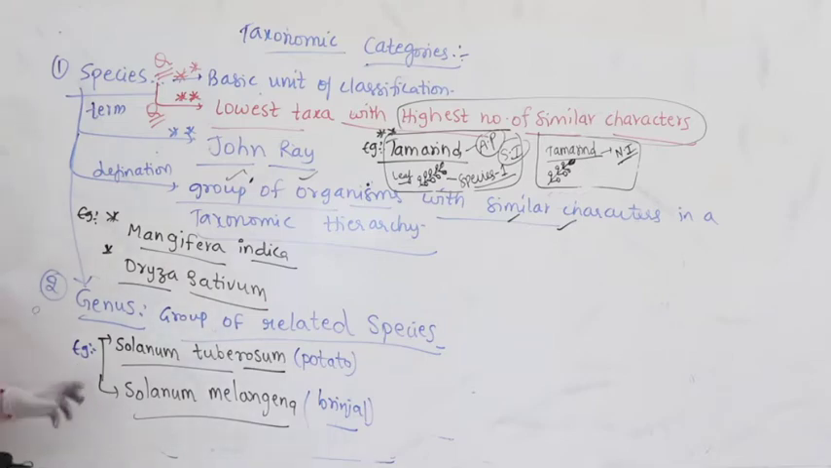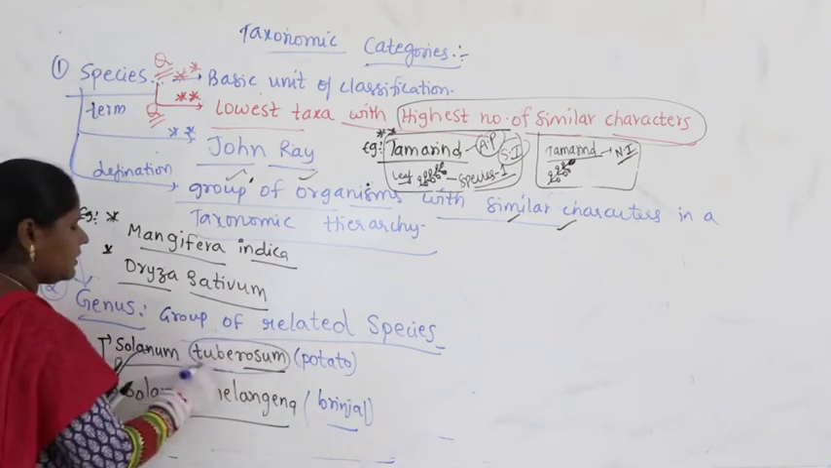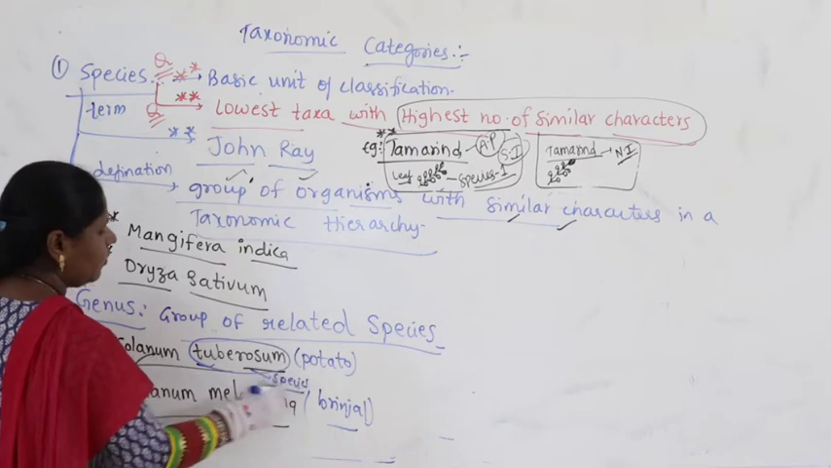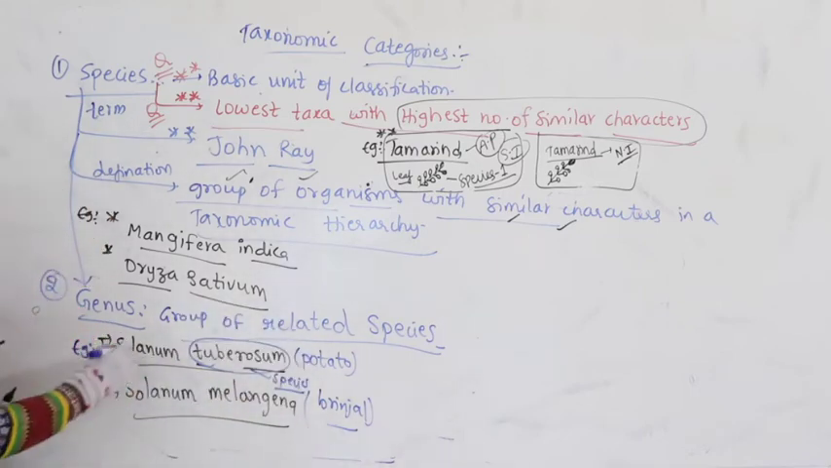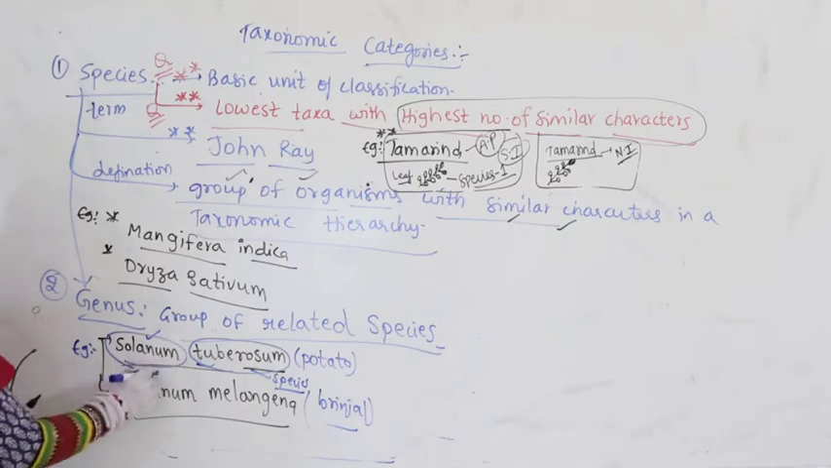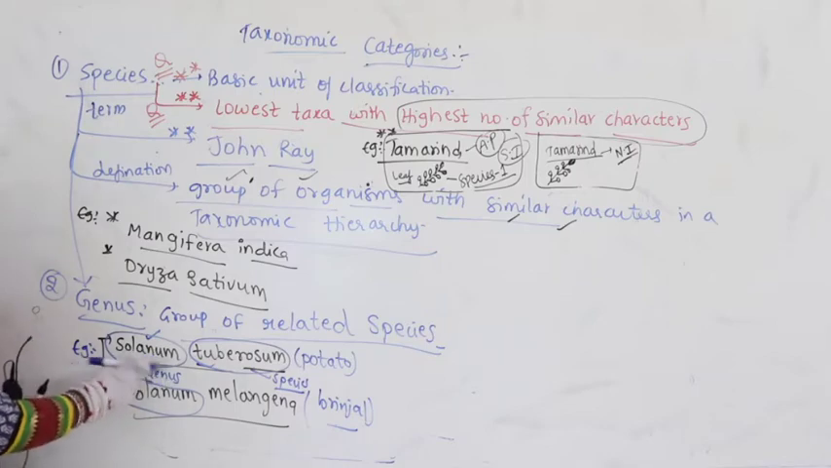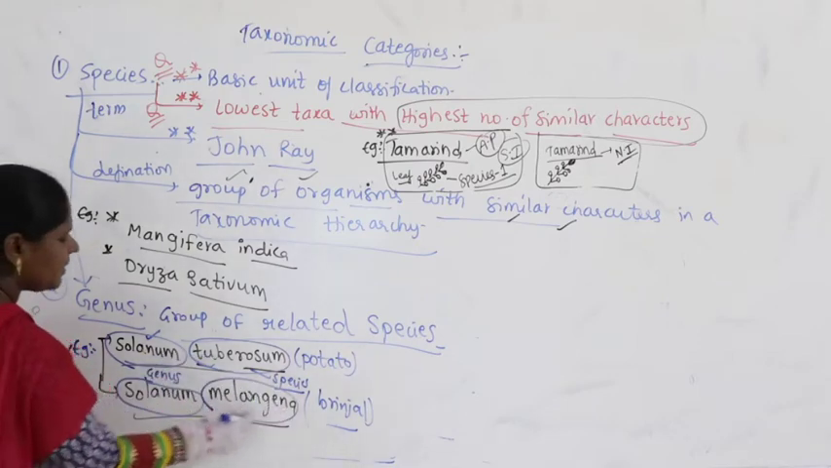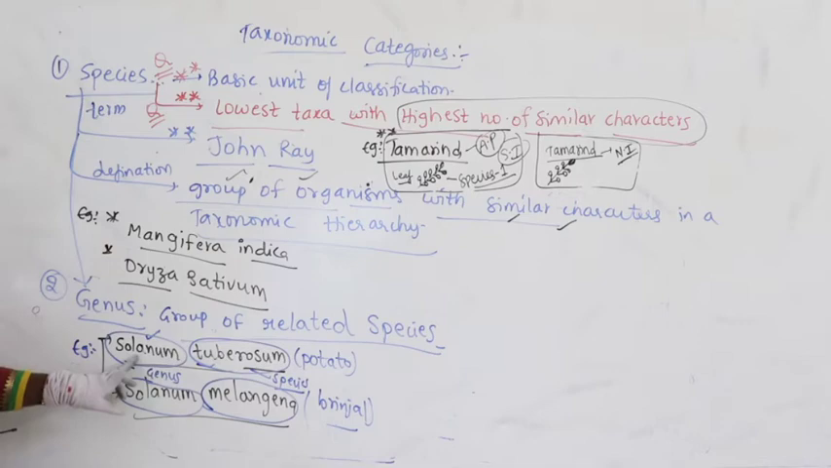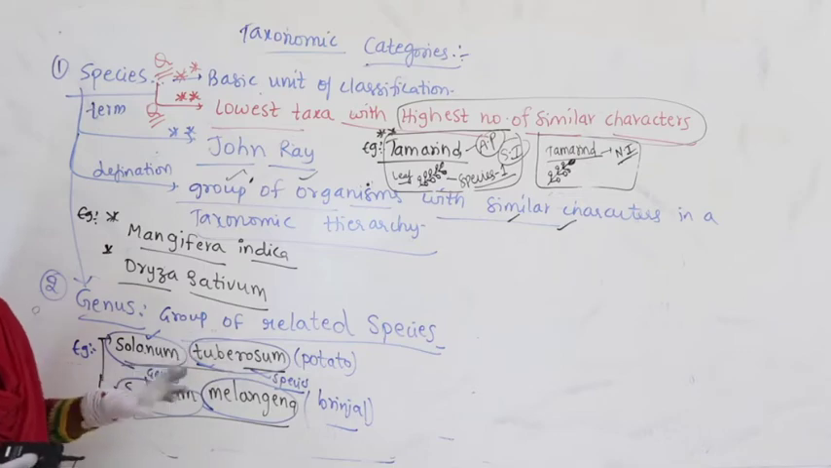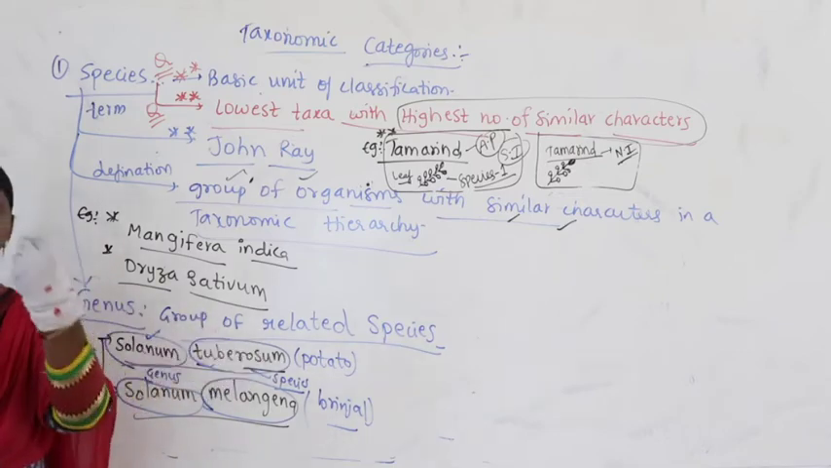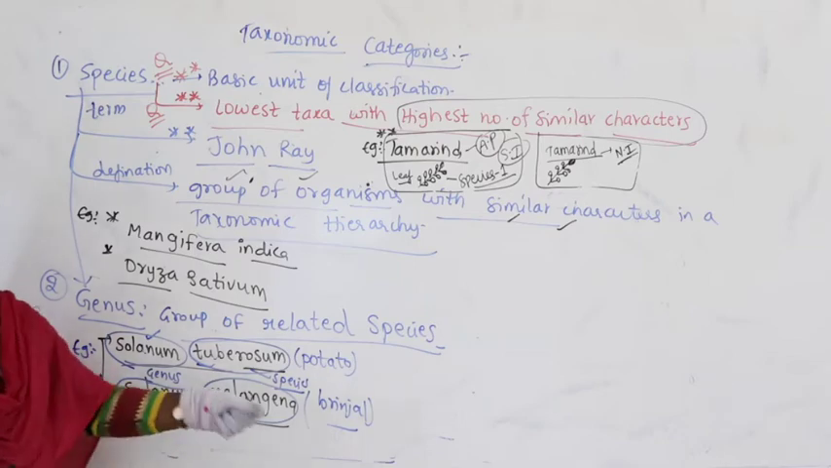So, here Solanum tuberosum, what is different here? Here the species is different. This is the species, potato, but it belongs to the same genus called Solanum. The genus is the same. Here also the genus is Solanum. Genus names are the same, but they differ in terms of their species. Here also the genus name is Solanum, but what is the species name? Tuberosum. Solanum tuberosum means you have to look for potato, and Solanum melongena means you have to look for brinjal.